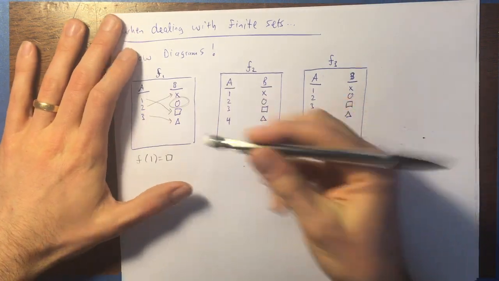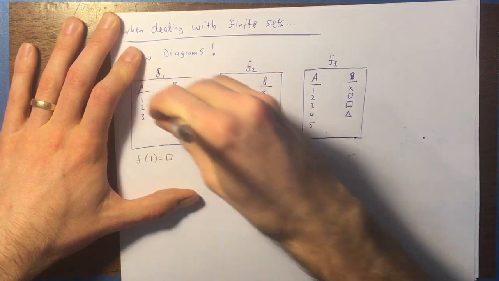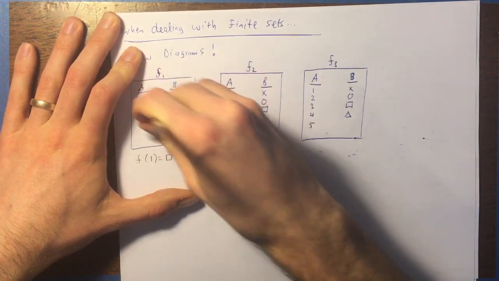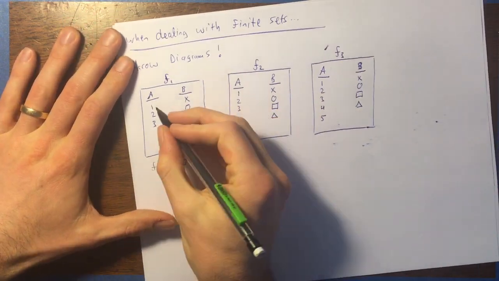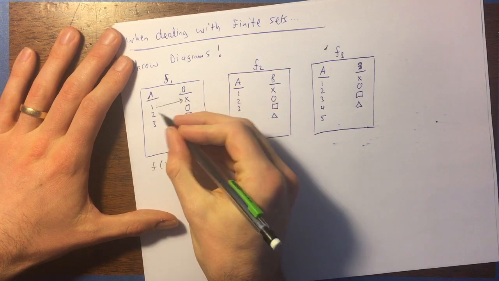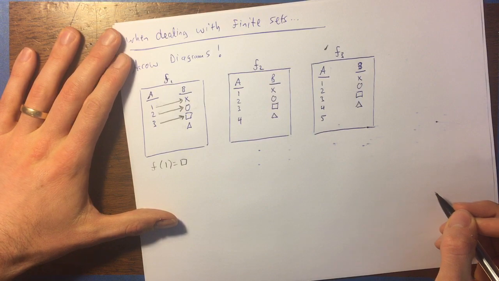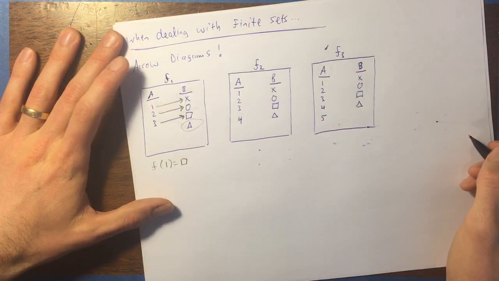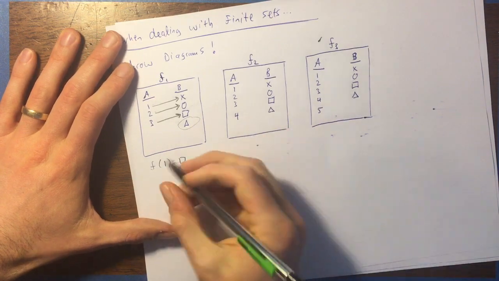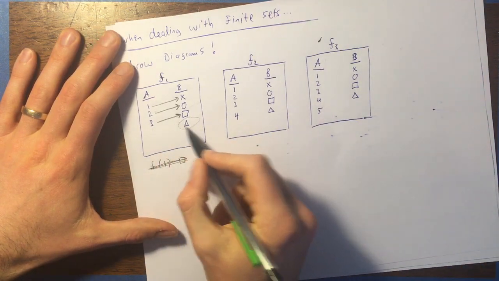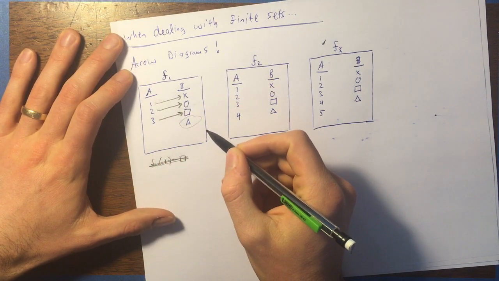Now, let's see if I can do this differently. Maybe I can do it some other way that will make it so that none of the elements are left out. Can I do that? Well, let's just do something simple. Let's have 1 map to X, 2 map to circle, 3 map to... Oh, well, I can have 3 map to square, but then now my triangle is left out, right? Well, how can I fix that? Can I get it so that everything is mapped to? Is it possible to make this function surjective?